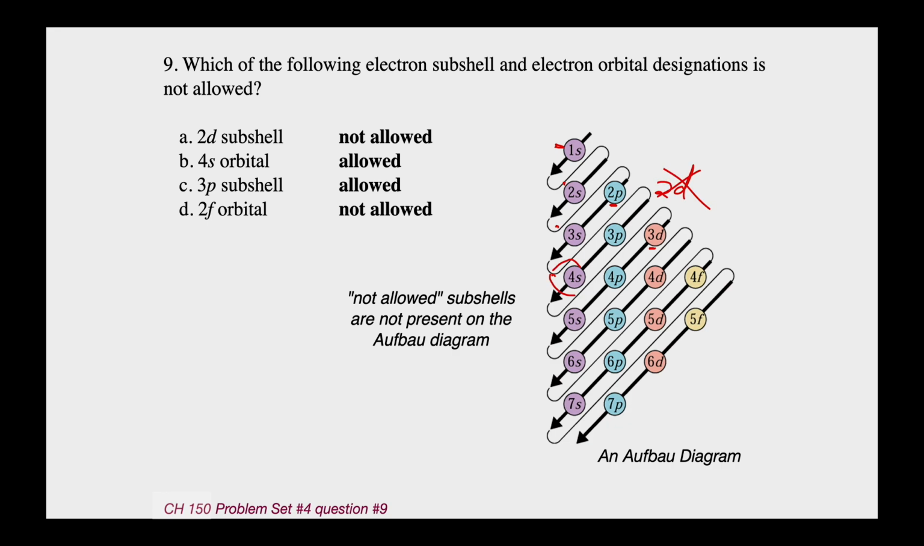There is a 4s, so that's allowed. There's also a 3p, so that's okay. But the f's don't start until 4. So there's no 3f or 2f. Those would all be disallowed combinations. So you can use an Aufbau to figure out which ones are not allowed. If it's not in that diagram, it's not going to happen. I do recommend using an Aufbau diagram for this kind of thing.